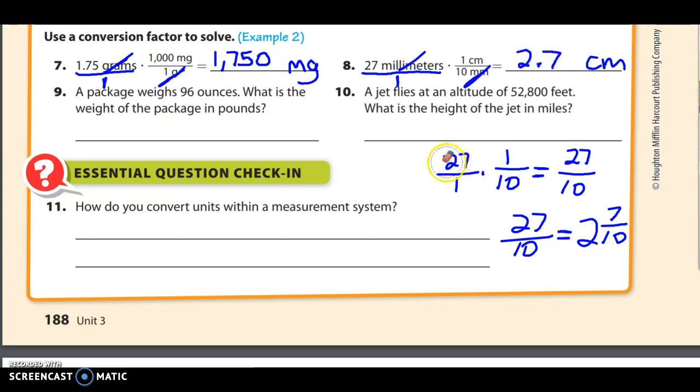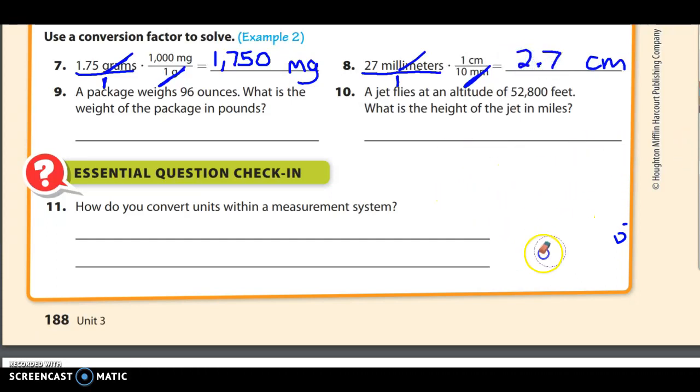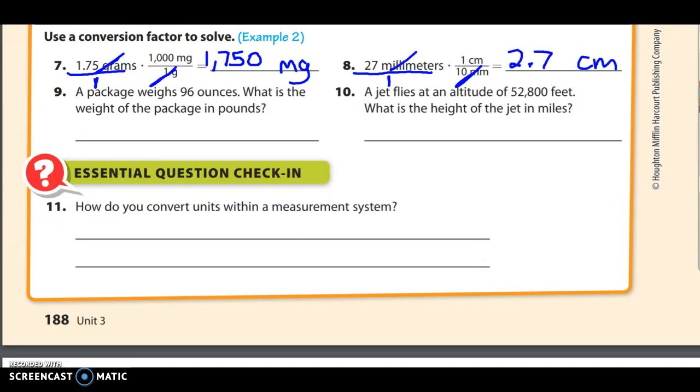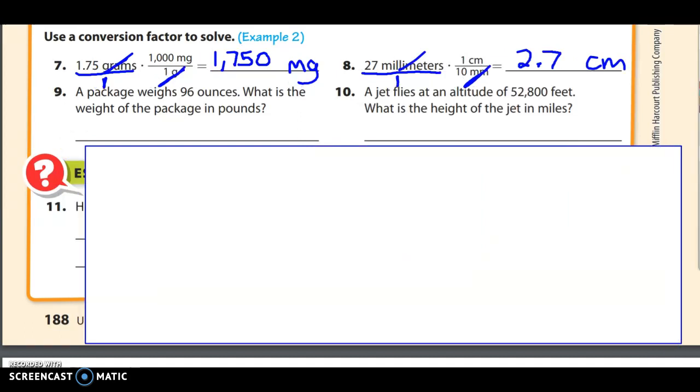Now, if you chose a different method but get the same answer, that's cool. That different method is probably equivalent ratios, which is what I'm going to do for numbers 9 and 10. I think it's easier to do an equivalent ratio for numbers 9 and 10.